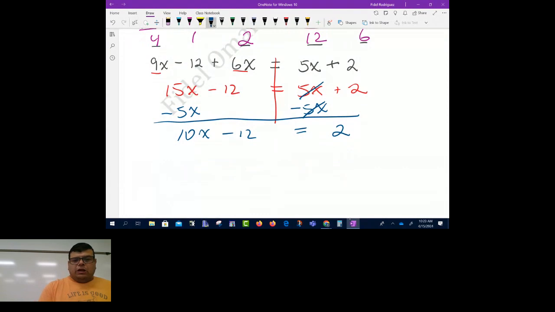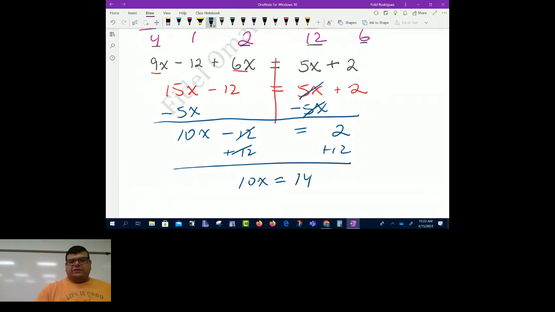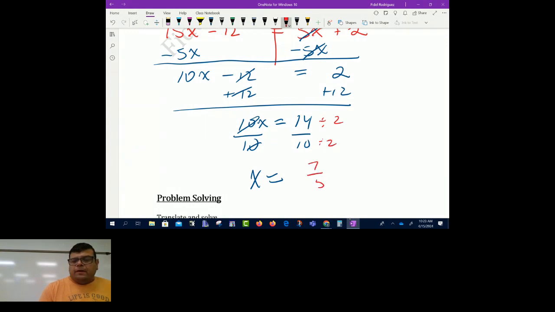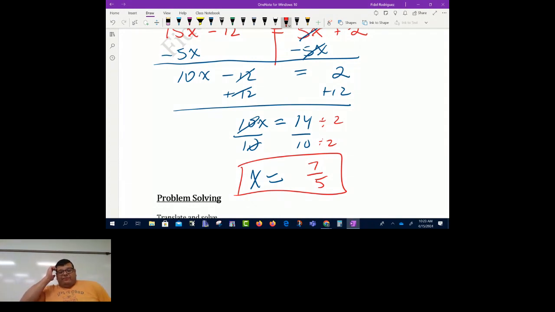Okay, y'all, I want to go ahead and add 12 to both sides. So we have 10x equals 14. And then finally here, y'all, what we're going to do is divide everything by 10. And again, at this stage, all I'm doing is dividing both of those numbers by 2. And that just leaves me with 7 over 5. So we got a 7 over 5 there, y'all.